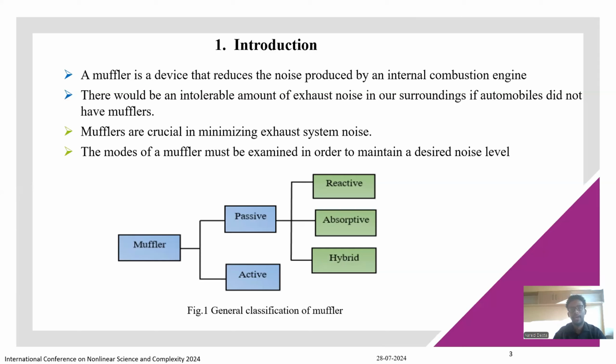In the introduction part, a muffler is a device that reduces the noise produced by an internal combustion engine, and there would be an intolerable amount of exhaust noise in our surrounding environment if automobiles did not have mufflers. So mufflers are crucial in minimizing exhaust system noise. And the selection of mufflers depends on the type of the vehicle. Generally, mufflers are classified into two, passive and active mufflers. Passive mufflers can be classified into three: reactive, absorptive, and hybrid type of mufflers.